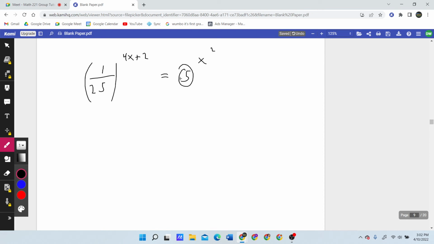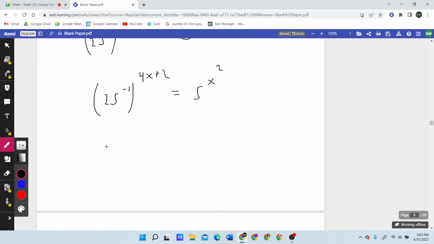Before I get the 5, I notice that I have 1 over some number. The first thing I'm going to do is I'm going to say, okay, well, I know that 1 over 25 is equal to 25 to the negative first power. That's raised to the 4x plus 2 equals 5 to the x squared power. So on the left, I'm just going to do this first. 25 raised to the, multiply negative 1 by both terms. So it's negative 4x minus 2. Did I lose anybody with that?